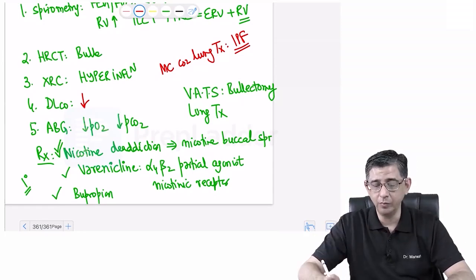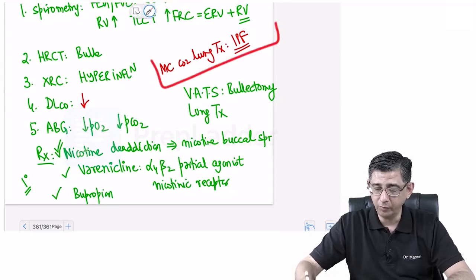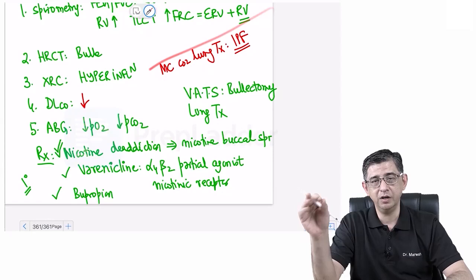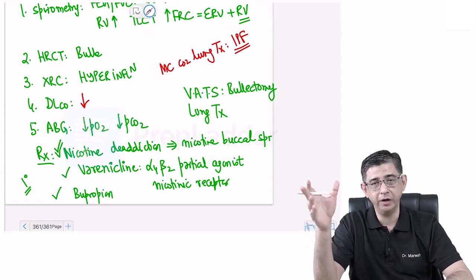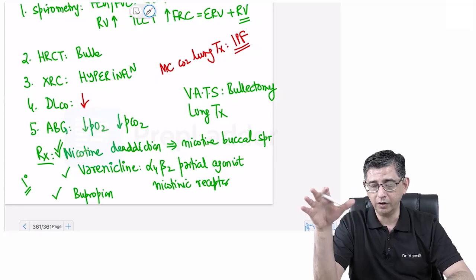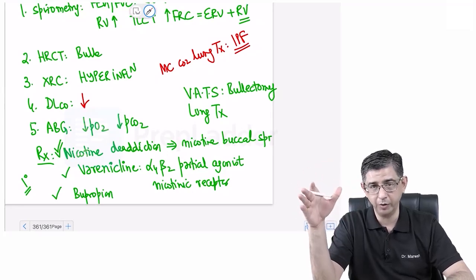But in Harrison, the standard book which is used in the exam, they have put a value of 30% with IPF and 27% for COPD. So that's why I said the number one cause of lung transplantation is idiopathic pulmonary fibrosis.